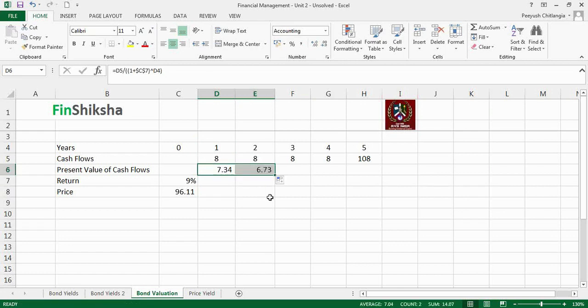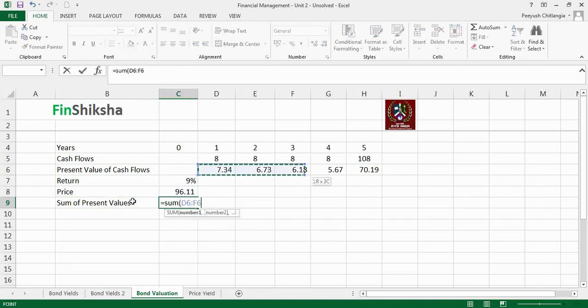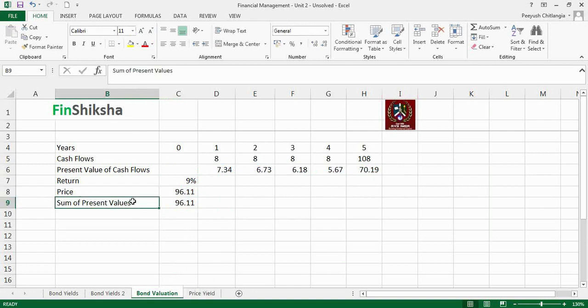As I drag it to the right side, I'll find 6.73. So for the same discount rate, the present value keeps becoming lower and lower as we go further into the future. Select all this and find the sum of present values. Let's see what the sum of all these present values is. And we get the same value, 96.11. If we sum these present values, that's the same as what we calculated using the net present value. That's how we value a bond.